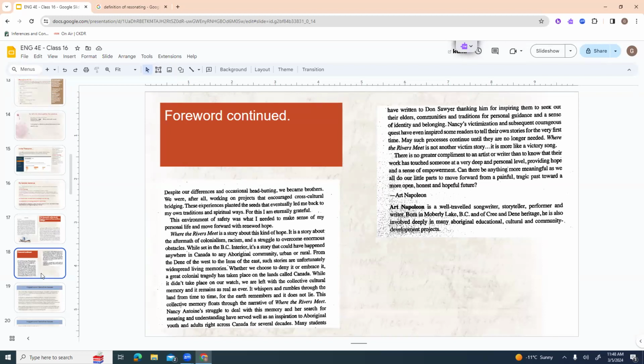These experiences planted the seeds that eventually led me back to my own traditions and spiritual ways. For this, I am eternally grateful. This environment of safety was what I needed to make sense of my personal life and move forward with renewed hope.